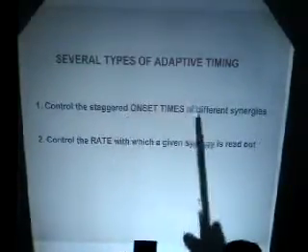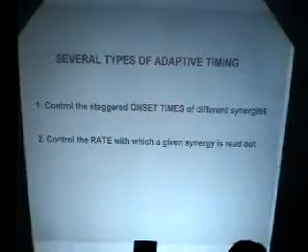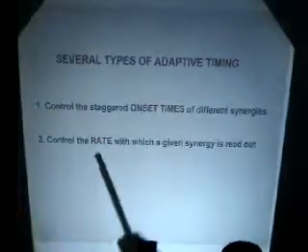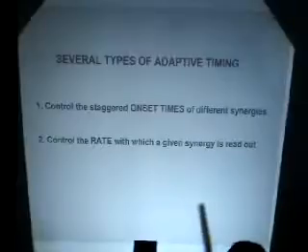So it turns out that there are several types of adaptive timing you can consider. You can consider controlling the staggered onset times of different synergies, as I've just indicated. You can also control the rate with which a given synergy is read out.